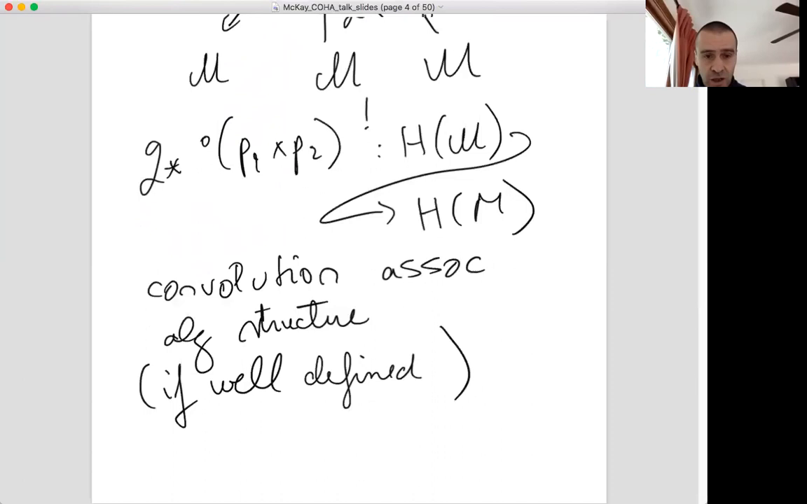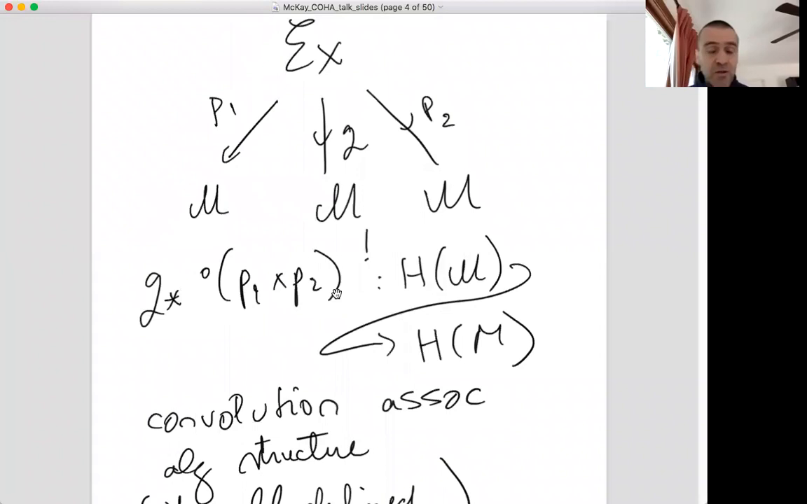There are, of course, issues about these maps being well-defined. So first of all, you need this map q to be proper in order to have a well-defined push forward. And ideally, you would like this p1 cross p2 to be flat in order to have a well-defined pullback. That almost never happens, so we have to resort to more sophisticated techniques to define a refined pullback or a virtual pullback, using various constructions, either virtual cycles or derived stacks in derived algebraic geometry. So that's the very broad picture.